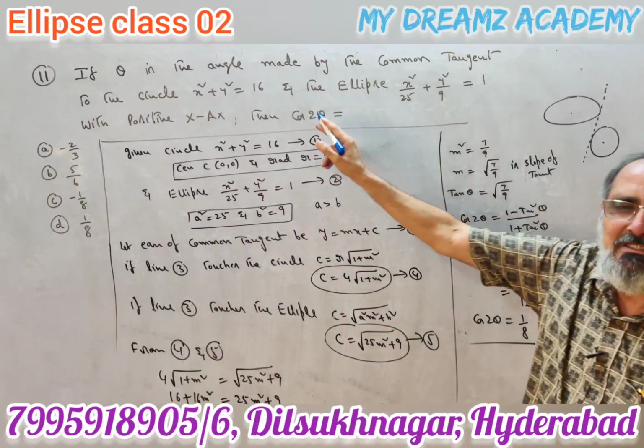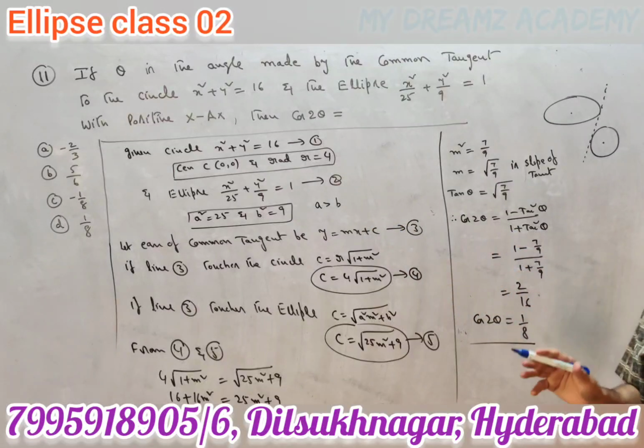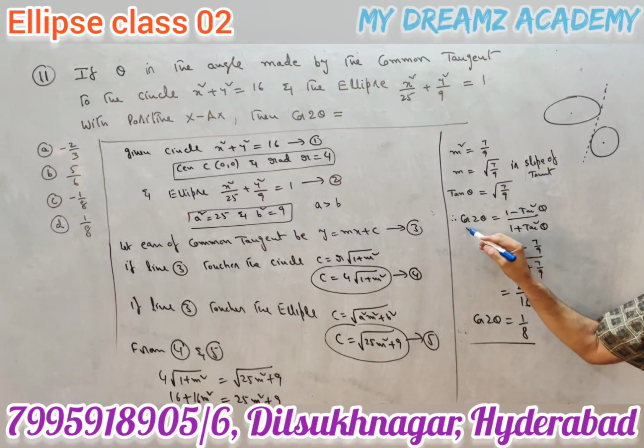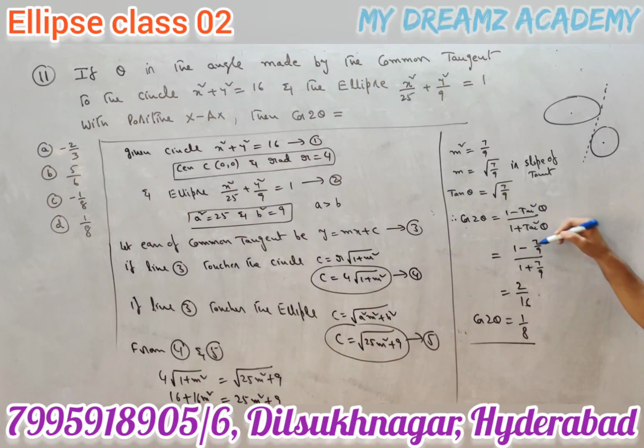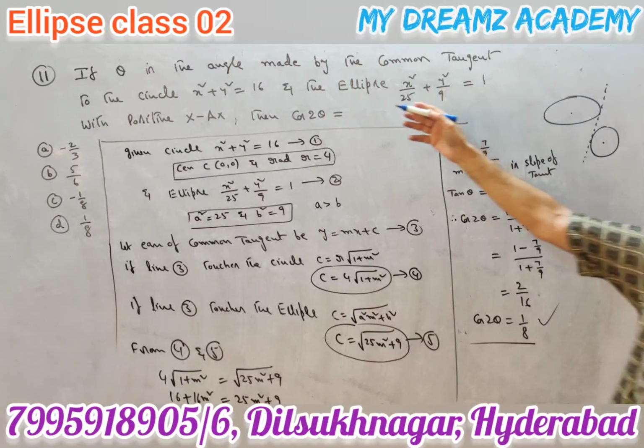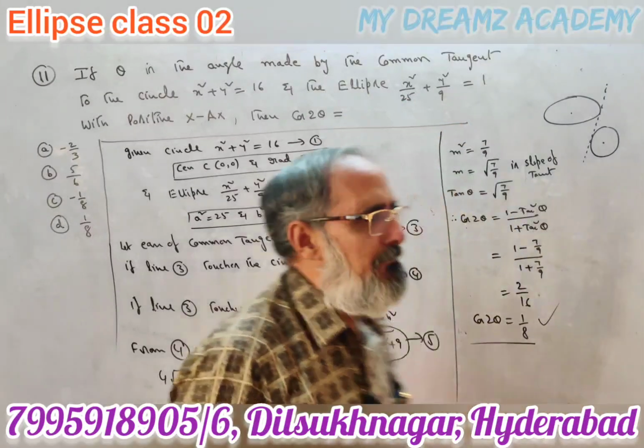But actually they are asking the question for cos 2 theta. By the trigonometric multiple-submultiple formula, cos 2 theta equal to, we know that, (1 minus tan square theta) by (1 plus tan square theta). Substitute this, we are going to get the cos 2 theta value as 1 by 8, which means option D is matching.